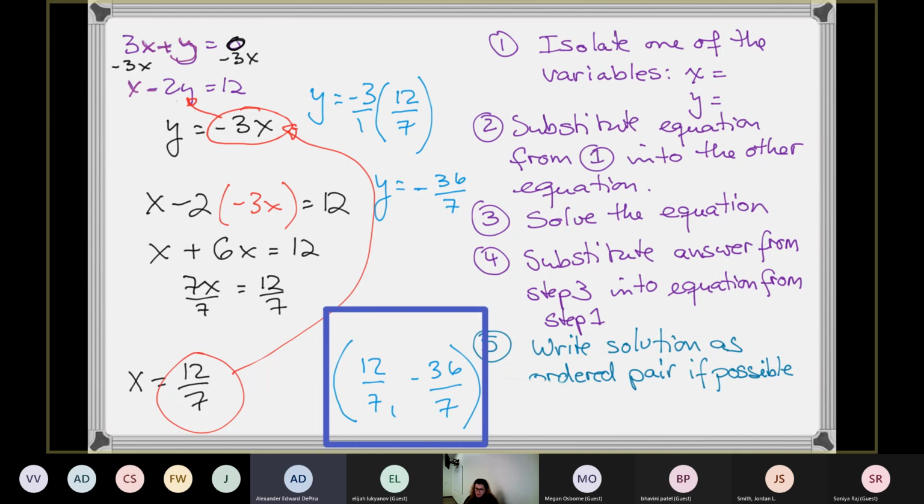And you can always check. Maybe that should be my 6 point: check your answer, but I don't want to check this one right now. We're going to stop here and continue with substitution method and addition method on Wednesday.